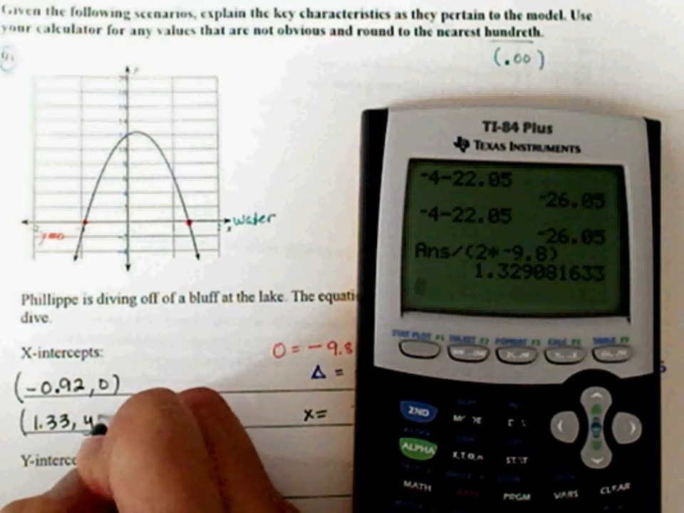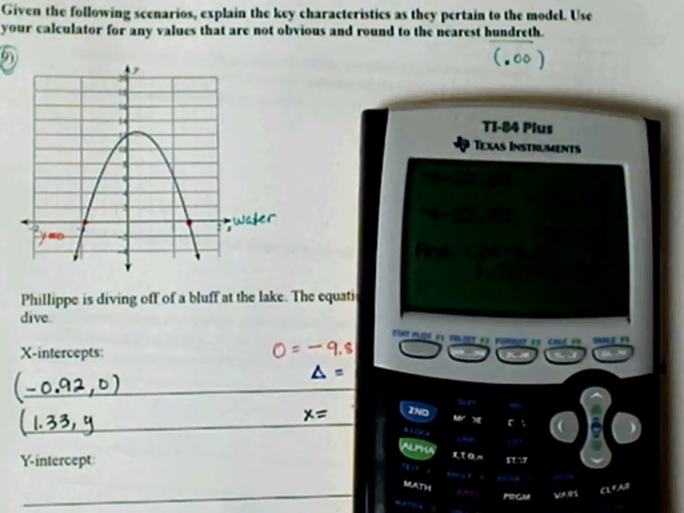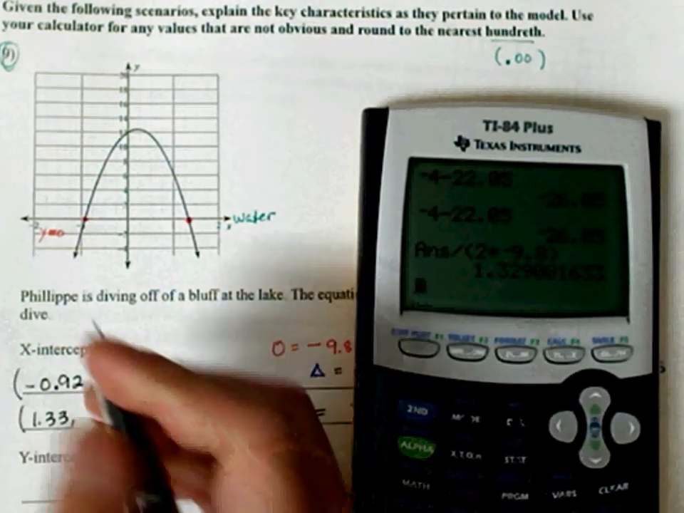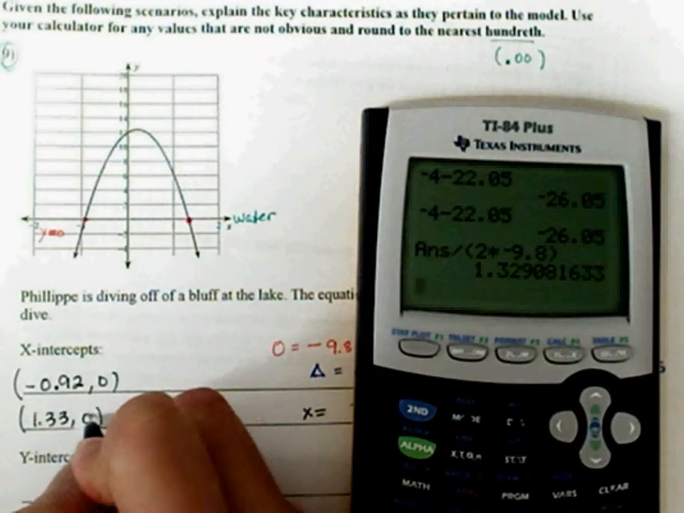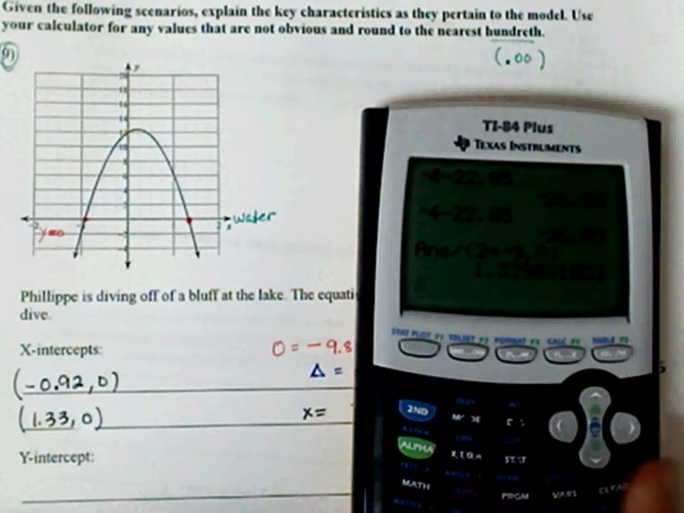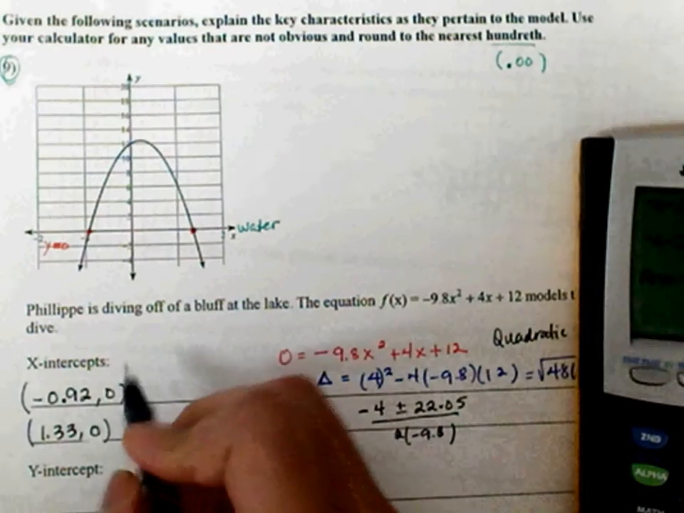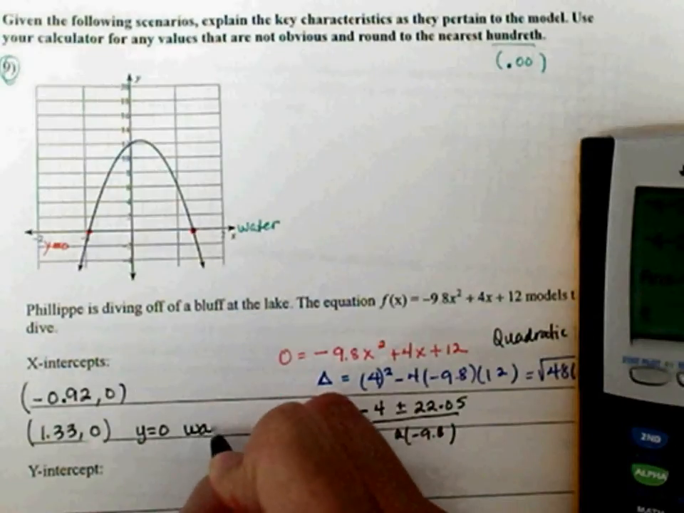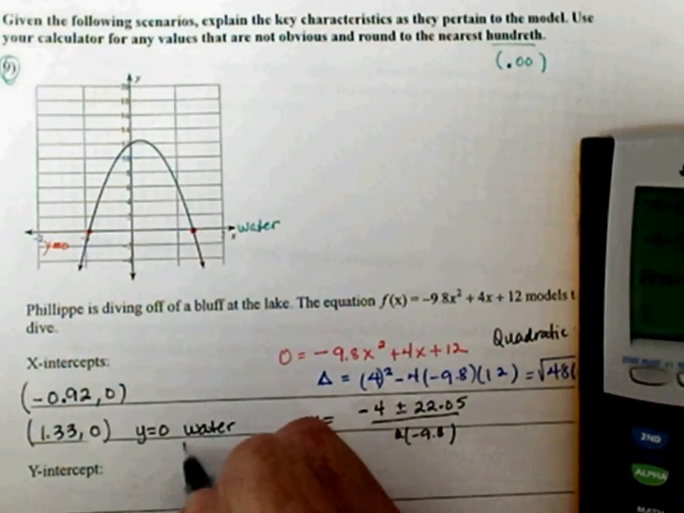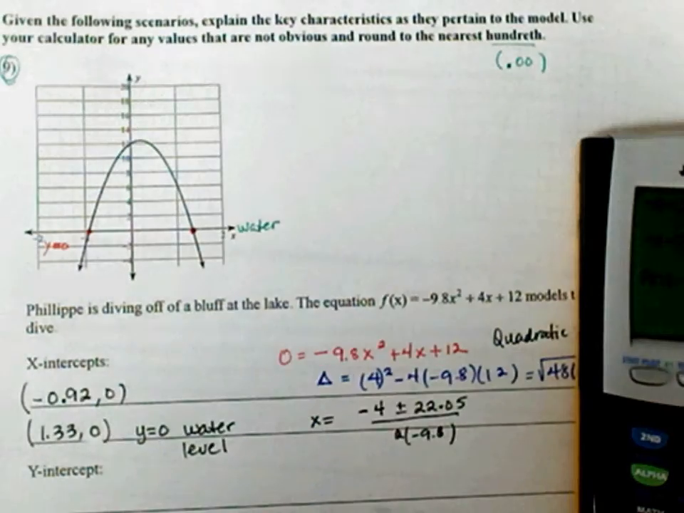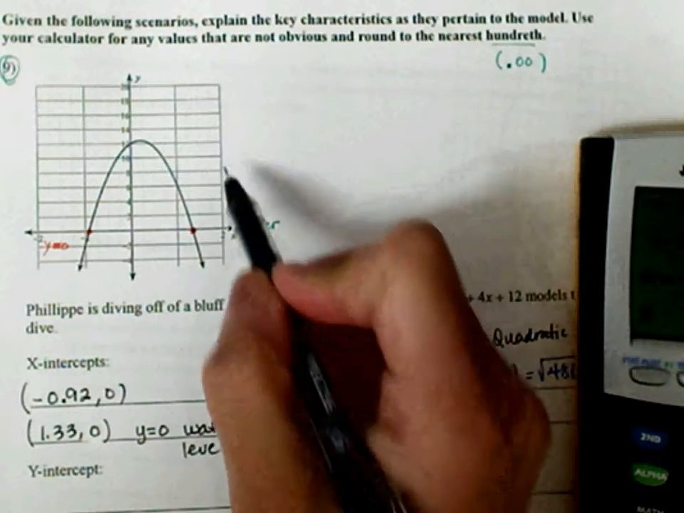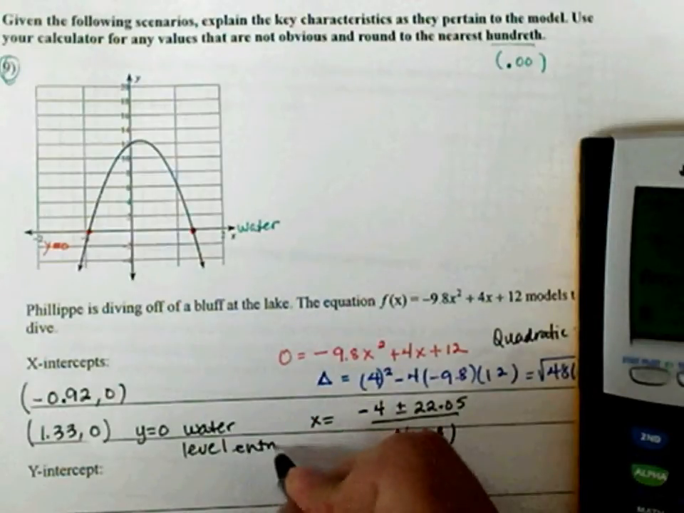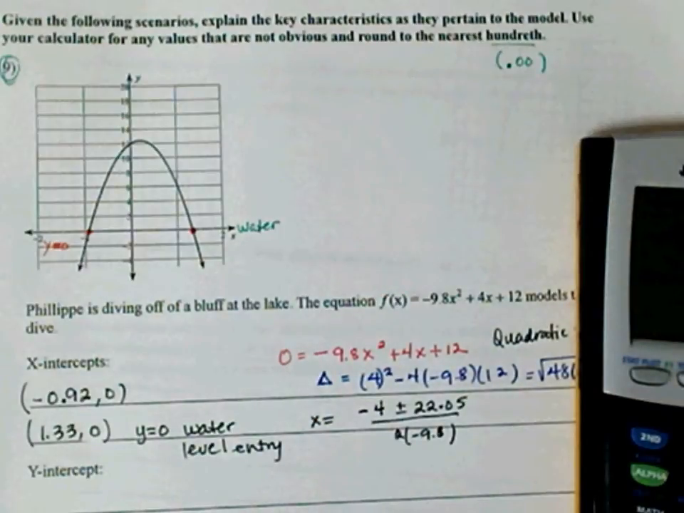And your y is 0, okay? Let me write that correctly. So there is your x-intercept, two real numbers. And what does it mean? Well, y equals 0 is the water level. That is where he enters the water. So here's the air, and here's the water. So that's the water level entry. Okay, we can write something like that if you like.